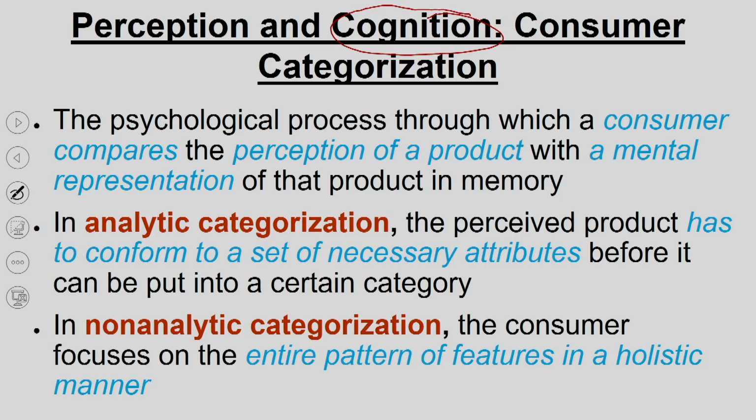So, perception and cognition, consumer categorization. How does the consumer categorize all the information that he is getting from the environment?